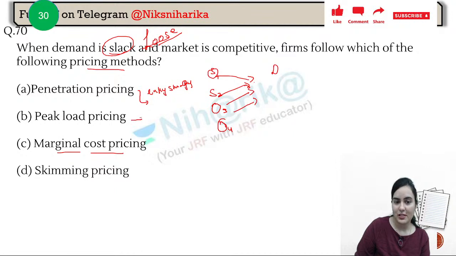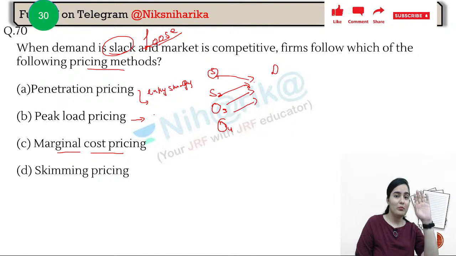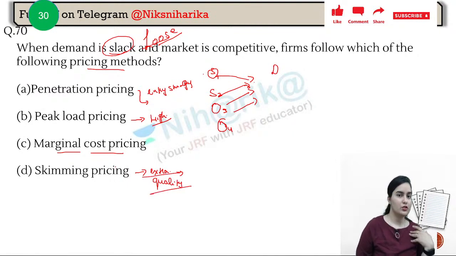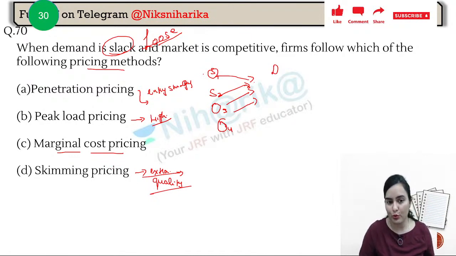Now, peak load pricing definitely cannot be your answer, because peak load pricing means in the busy hours, at the peak time, you are charging a high amount. So the customers will go somewhere else. Skimming price is again a strategy where you charge some extra amount to show your quality, your premium, just to make sure the customer's status symbol is improved by having that product.